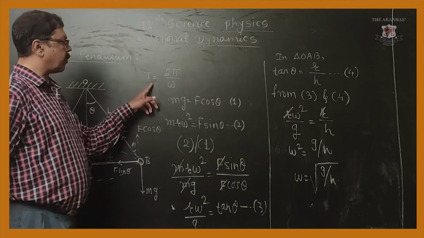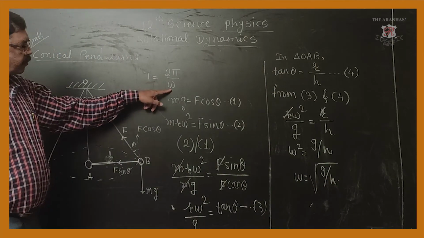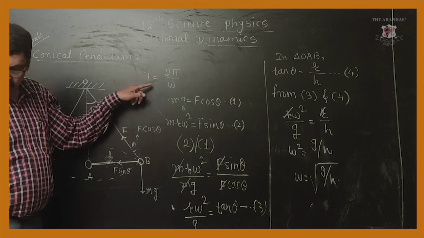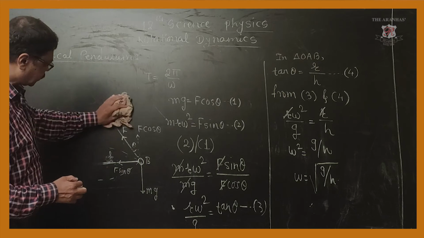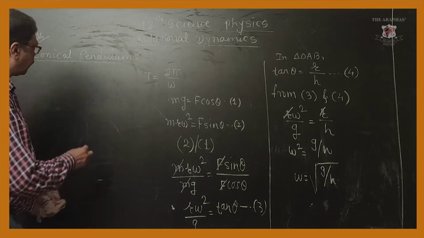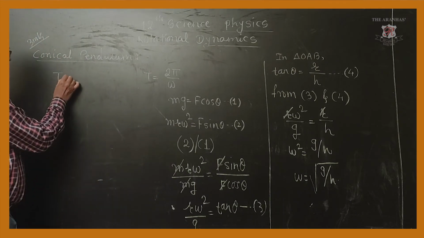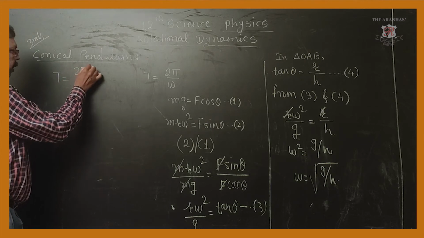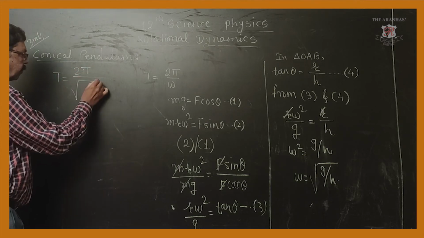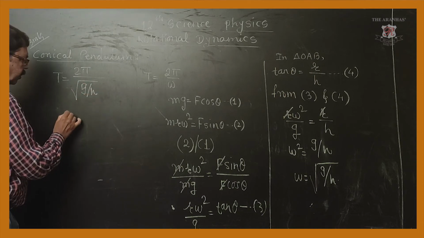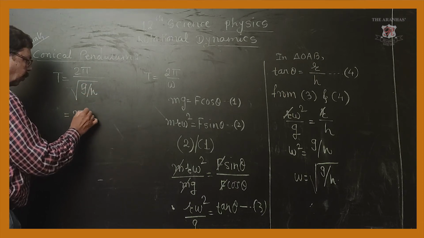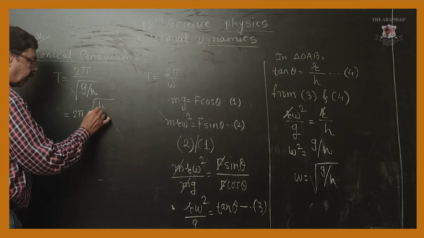Now observe the first equation. You have already got the value of omega. I am going to substitute that value in the first equation. So you will get periodic time T equal to 2 pi upon square root of g by h. When taken in the numerator, it will be 2 pi under root h upon g.